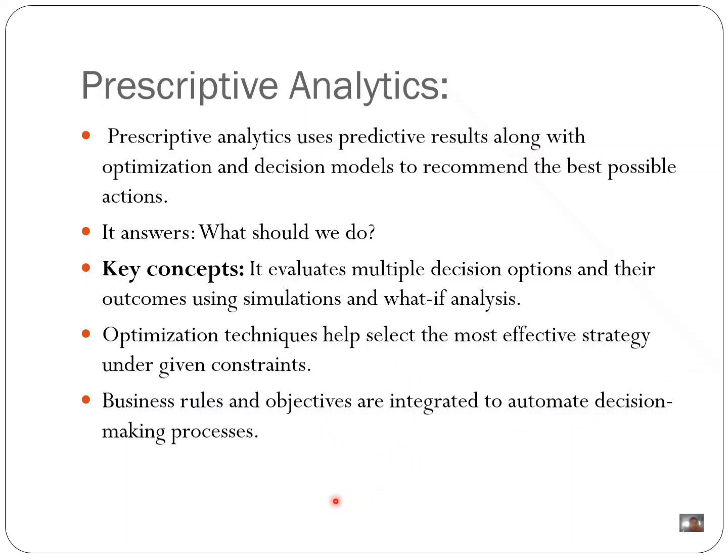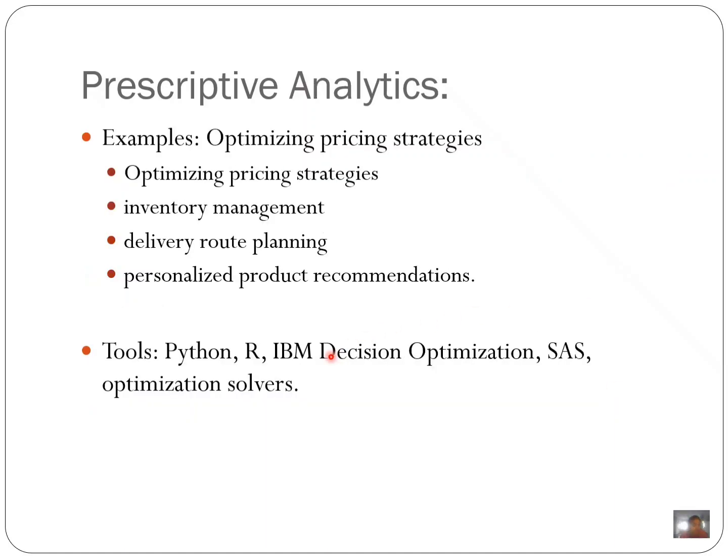For example, we will get the best route suggestions in the Google Maps, etc. And some more examples include optimizing the pricing strategies, inventory management, delivery route planning, personalized product recommendation, etc. And commonly used tools are Python, IBM Decision Optimization, SAS, Optimization Solvers.